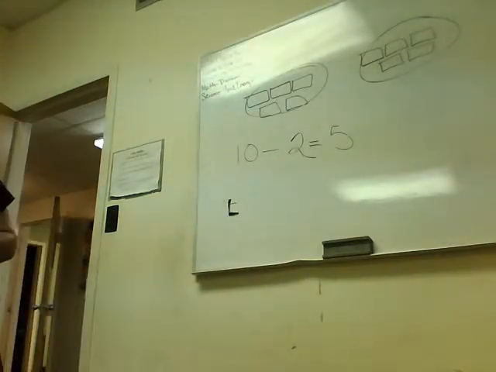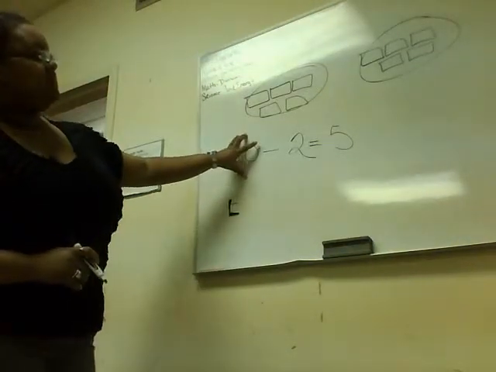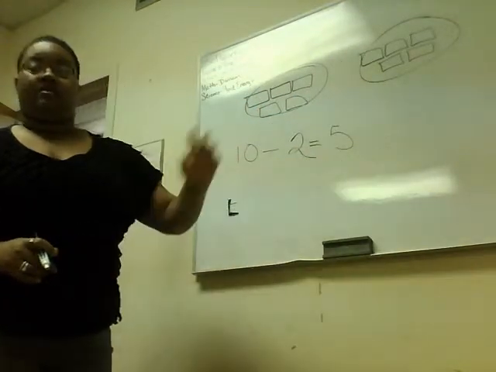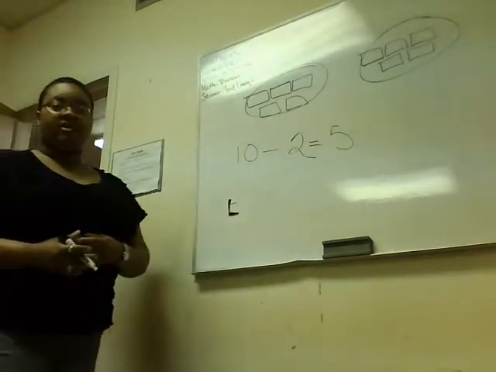In each group. So 10 boxes can easily be divisible into 2 groups by 5. You put 5 in each box. All right. Any questions?